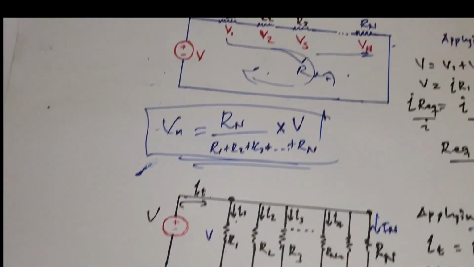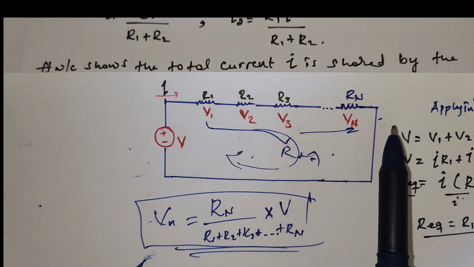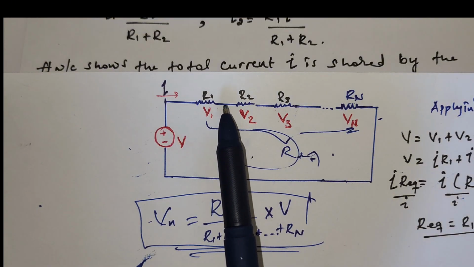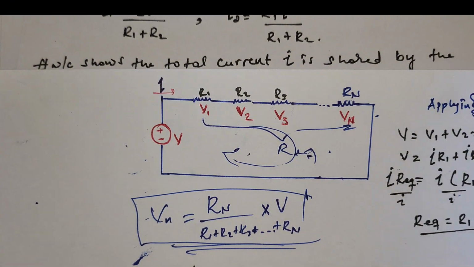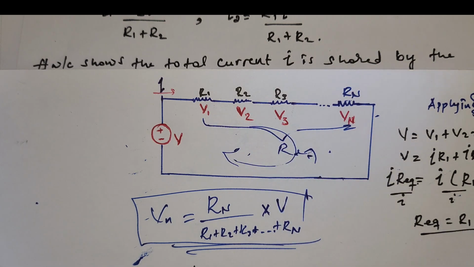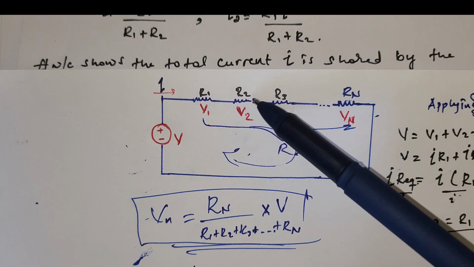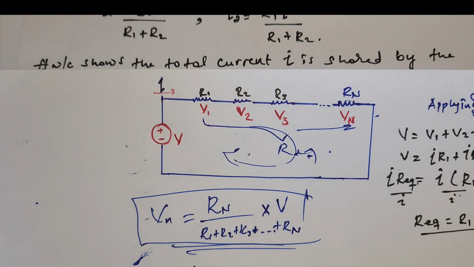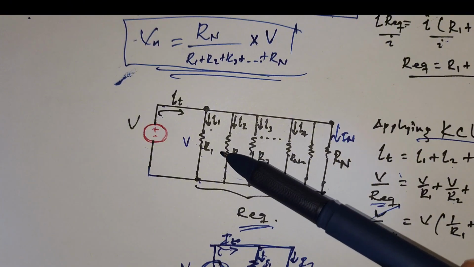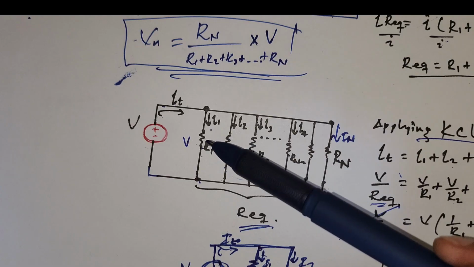Whereas the voltage drop across resistors set in series is shared in accordance with the resistance. The higher the resistance, the higher the voltage drop across that resistor. So the voltage drop is directly proportional to the resistance value when they are set in series. But in the current case, the higher the resistance, the lower the current flow through that resistor.